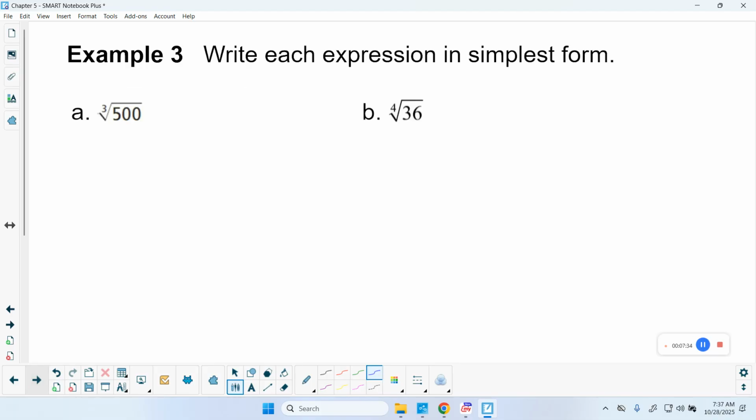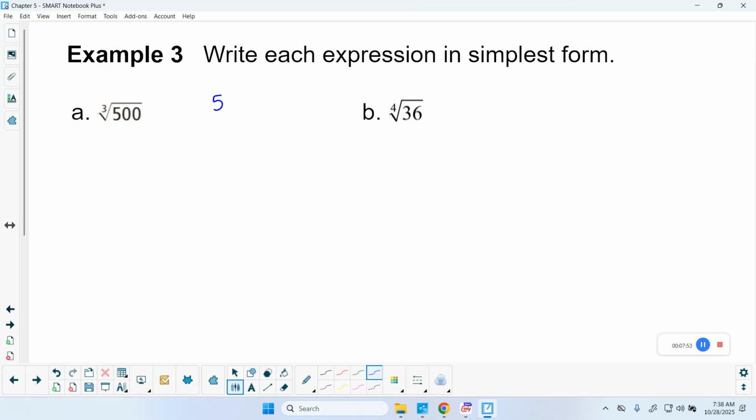So example 3, we are going to write each expression in simplest form. With the first one, the cube root of 500. In your calculators, if you took the cube root of 500, you would end up getting a decimal, and we cannot have decimal answers. So that means we're going to have to do our prime factorization tree.